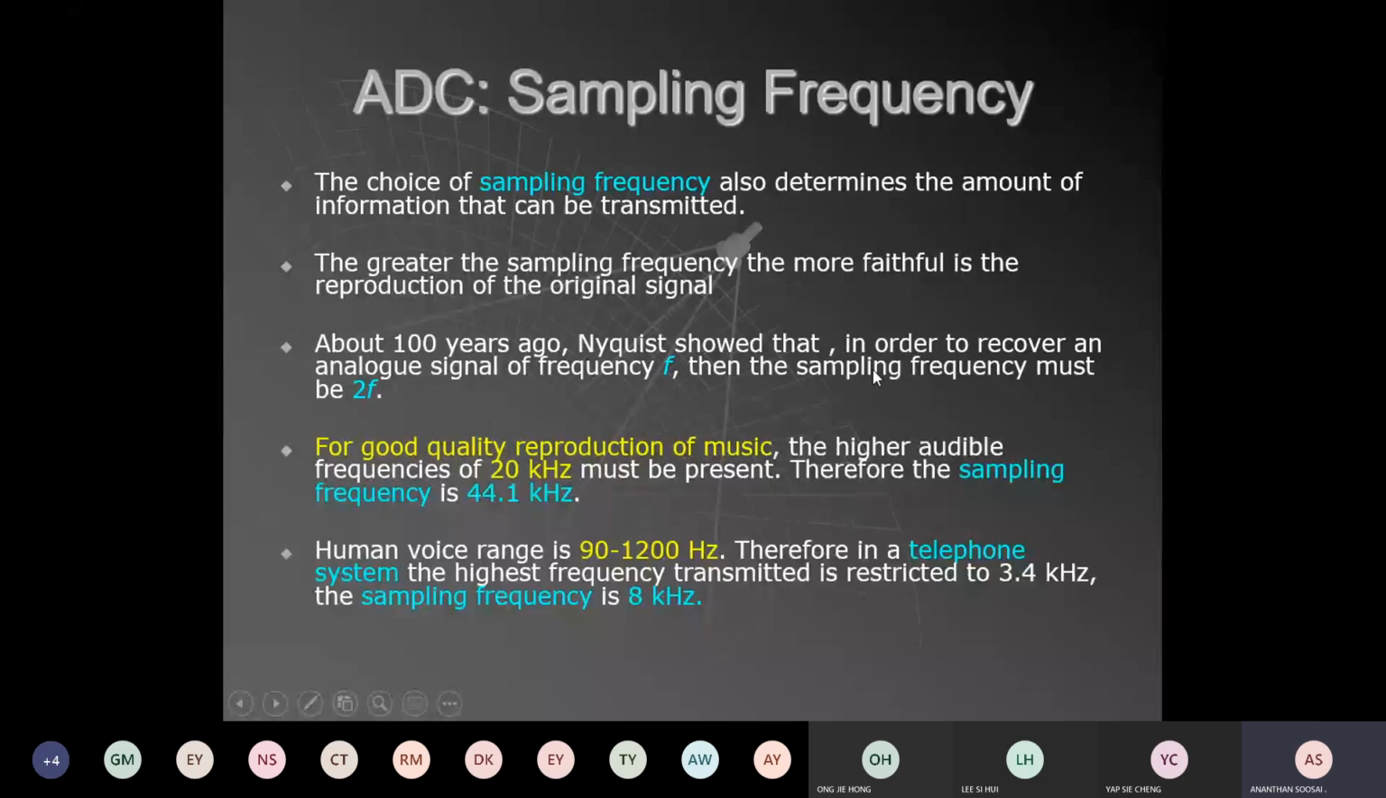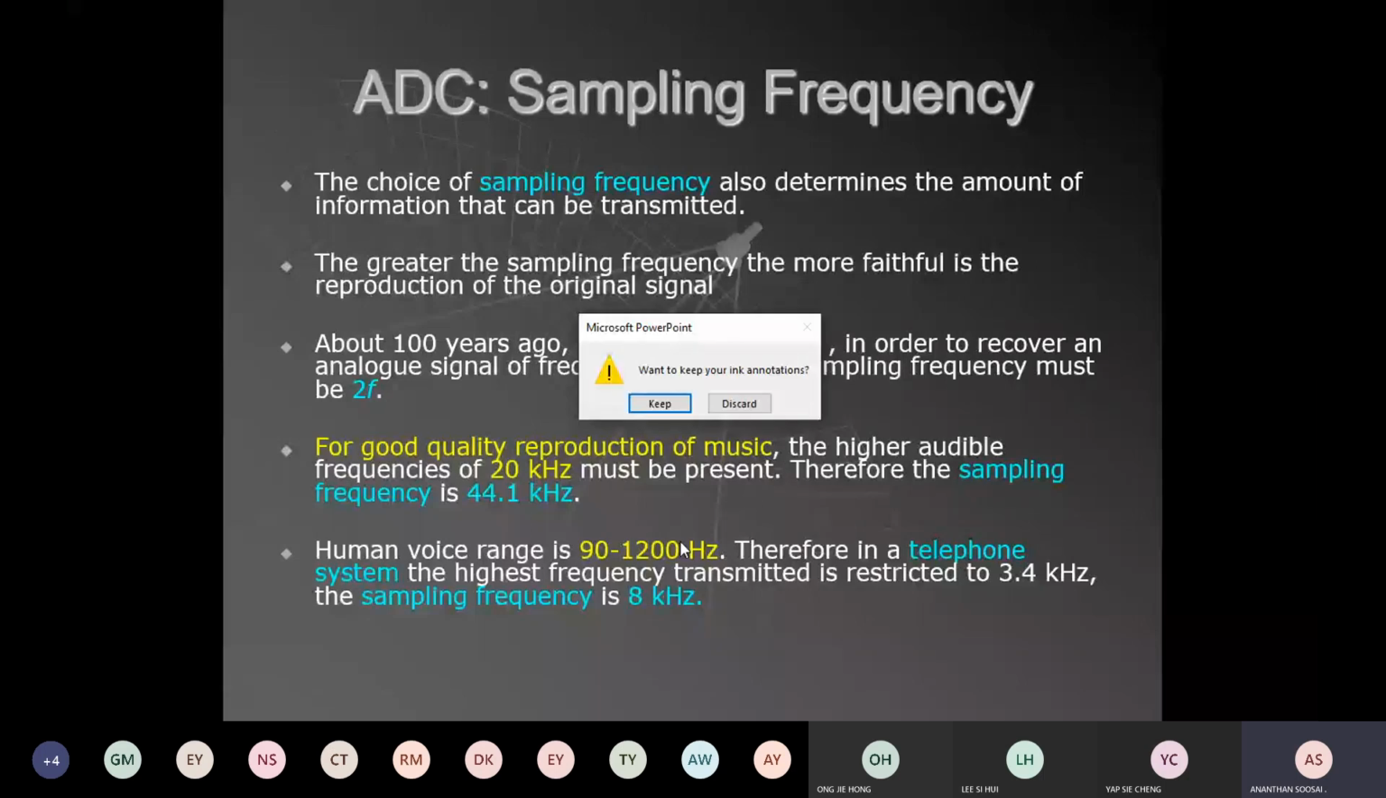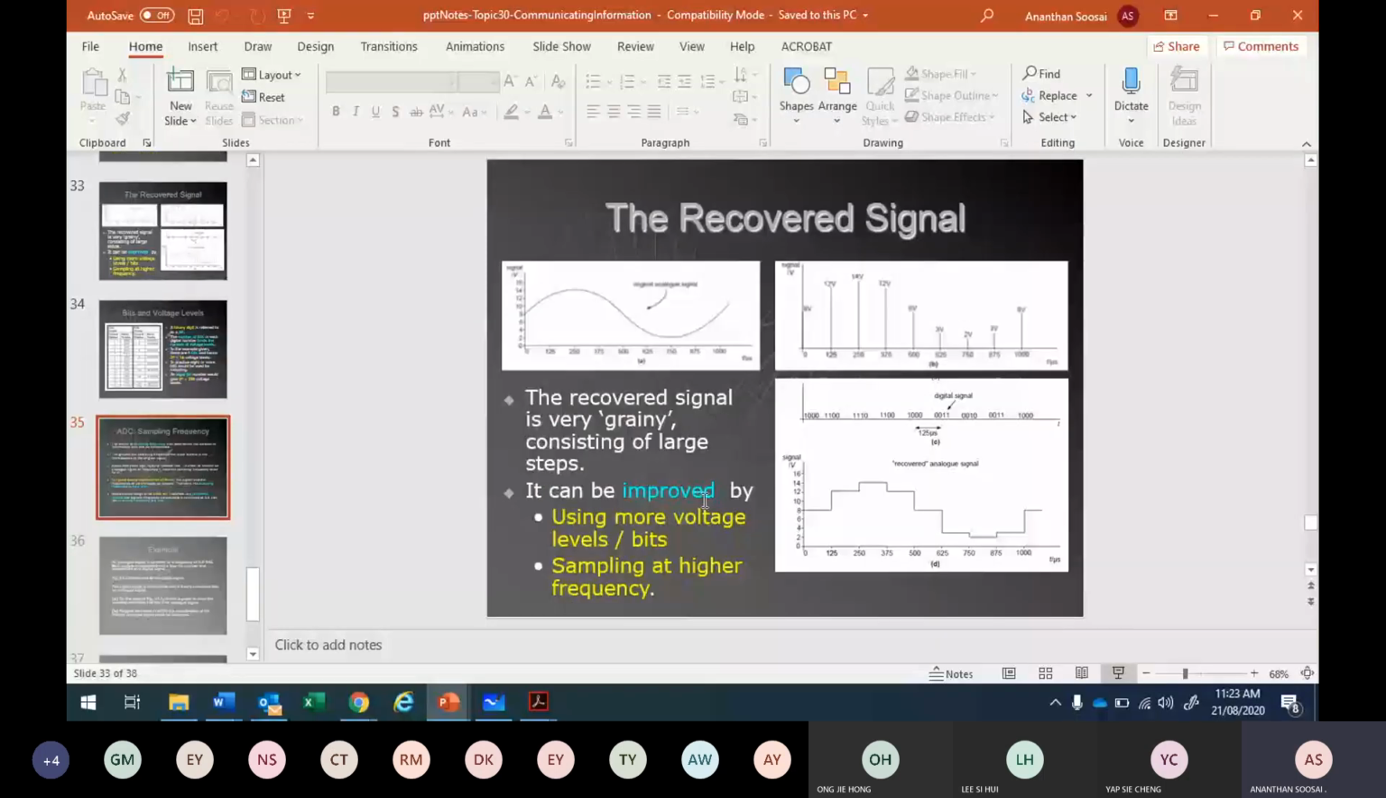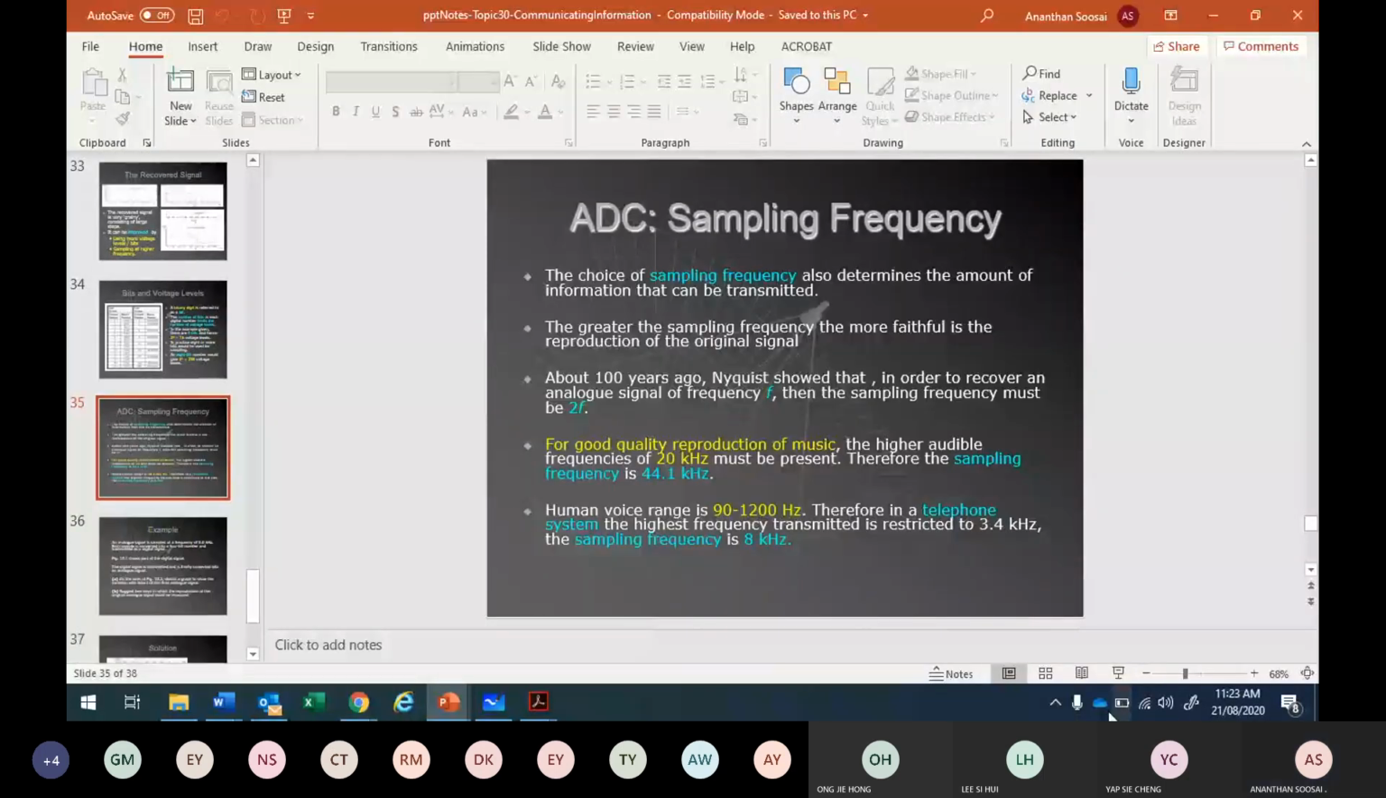About 100 years ago, someone discovered that for an analog signal of frequency F, the sampling frequency must be more than about 2F. Then it's good, you get the sample. So the sampling frequency used is 2F of the maximum frequency in the signal. What does this mean? Okay, let me go to the whiteboard to explain this.